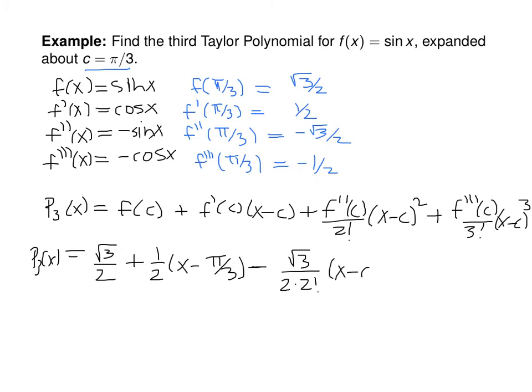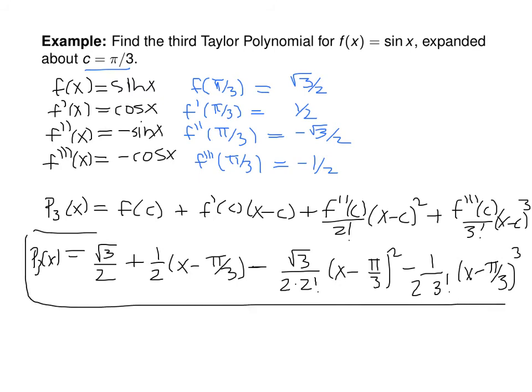Multiplied by x minus pi thirds squared, and then minus 1 over 2 times 3 factorial x minus pi over 3 cubed. So this polynomial would do a good job estimating values of sine near pi thirds.